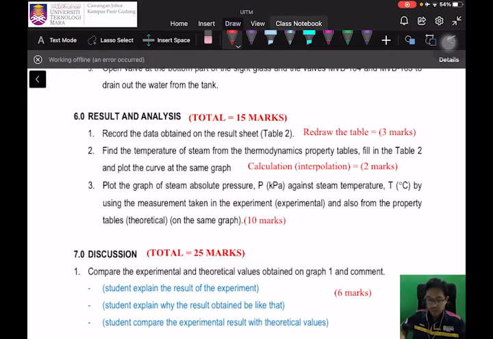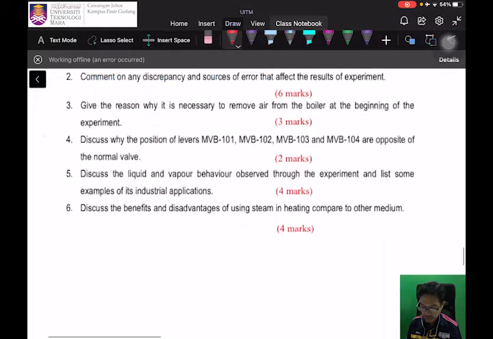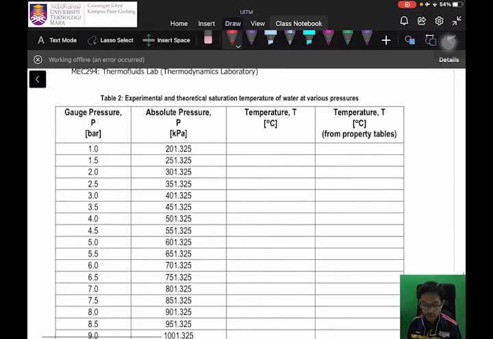In order to do the result analysis, first you need to record the data obtained on the result sheet, table 2. Now you look at table 2, you have 4 columns here. The first one is your gauge pressure, the second one is your absolute pressure, the third one is your temperature, then the fourth one is also a temperature, which you get from the property table. That is what I said just now, your steam table.